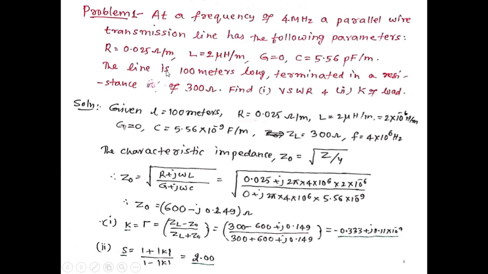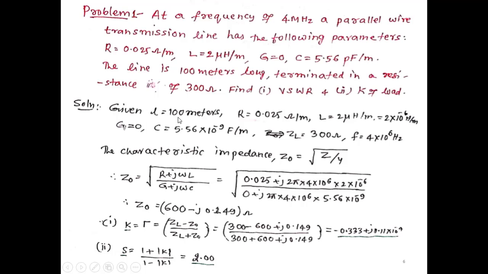We'll solve one problem to find the standing wave ratio, reflection coefficient, and characteristic impedance. So at a frequency of 4 MHz, a parallel wire transmission line has the following parameters. R is equal to 0.025 ohm per meter, L is equal to 2 microhenry per meter, G is equal to 0, C is equal to 5.56 picofarad per meter. The line is 100 meters long, terminated in a resistance of 300 ohm. To find VSWR and reflection coefficient at load.